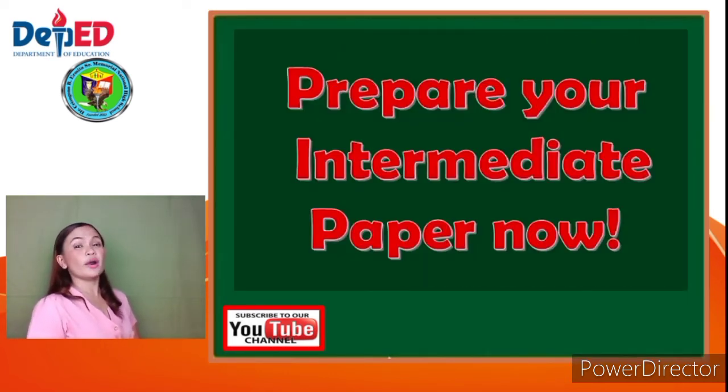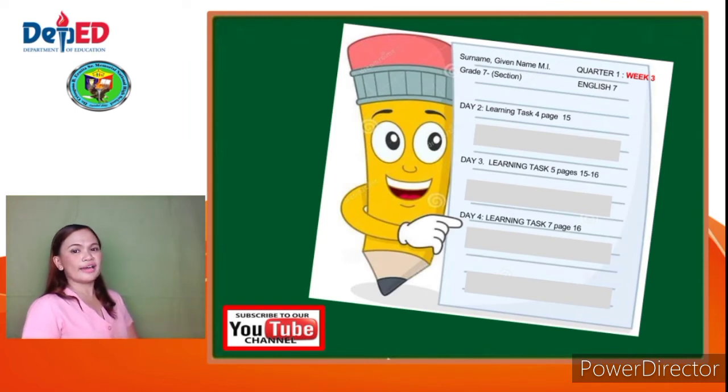Well, I think you are now ready to accomplish your task for this week. So again, you're going to write your surname, given name, middle initial, quarter 1, week 3, and your grade and section, and of course the subject, English 7. For day 2, learning task 4, page 15. Day 3, learning task 5, pages 15 to 16. And for day 4, learning task 7, page 16.